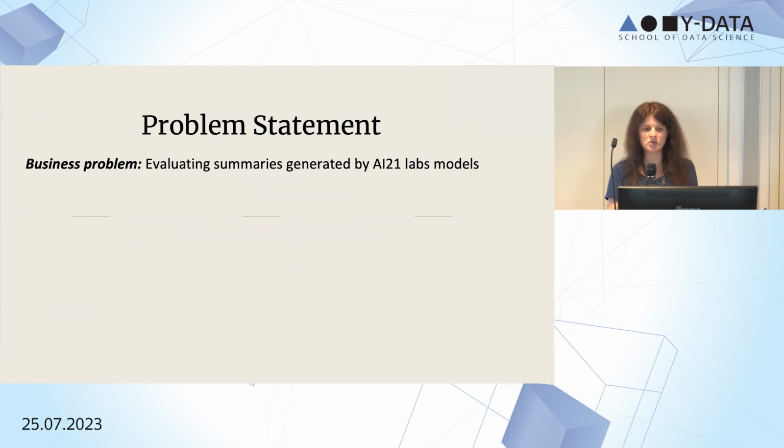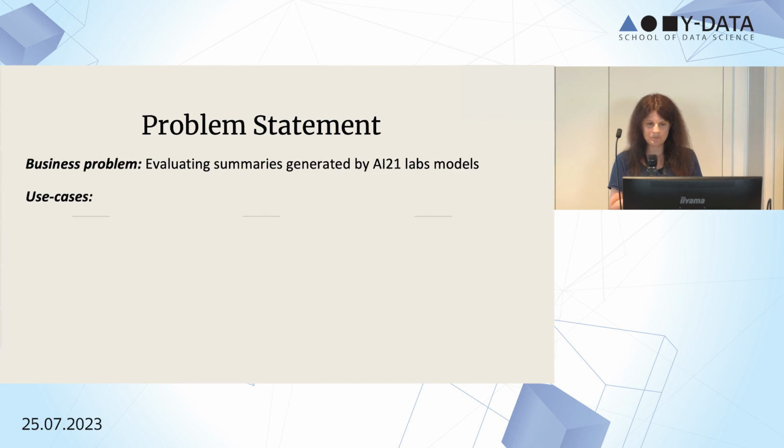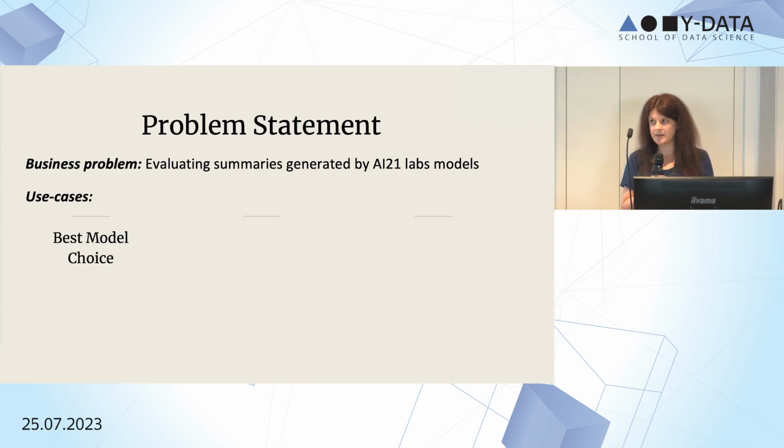The business problem was to evaluate summaries generated by AI21 Labs models. There are several use cases for this problem. The first one is best model choice. For example, when we have several models that generate summaries and we need to understand what model to choose, first of all, we need to rank and evaluate the summaries that they generate.